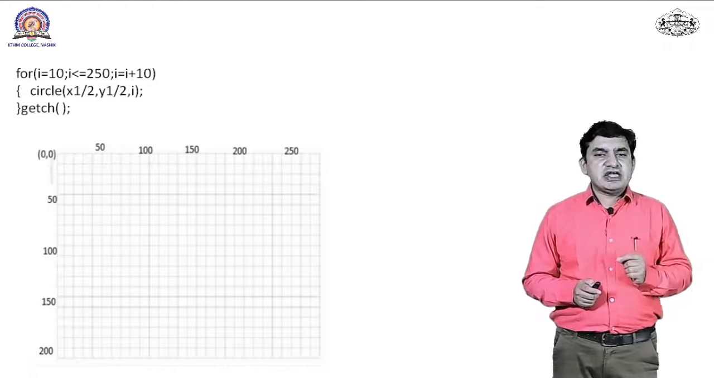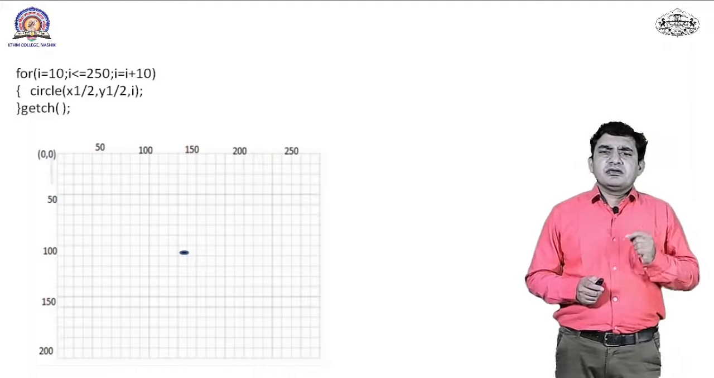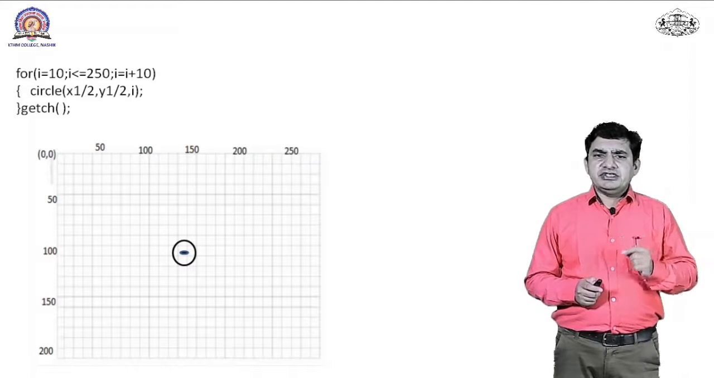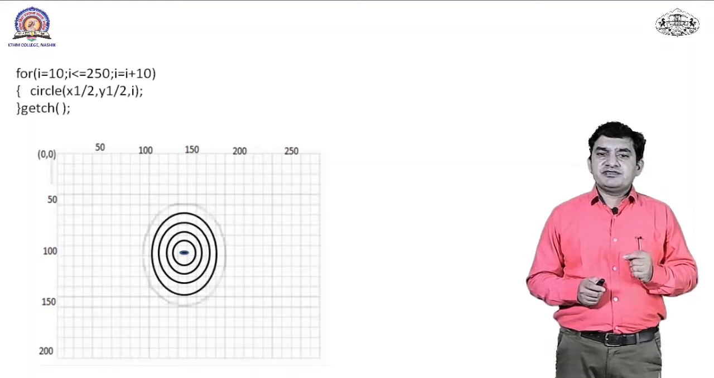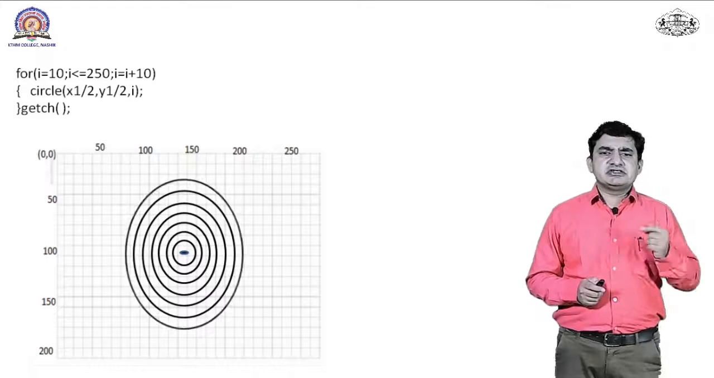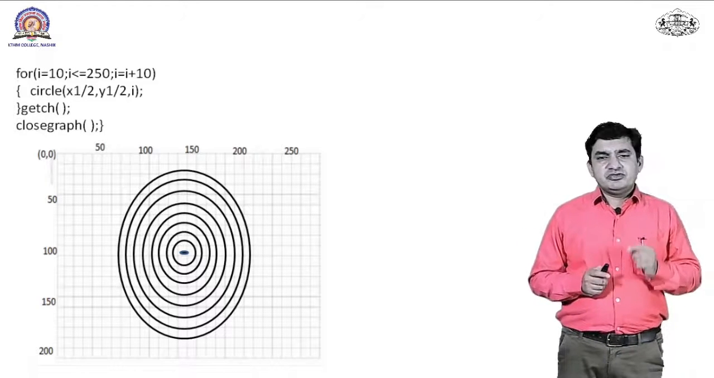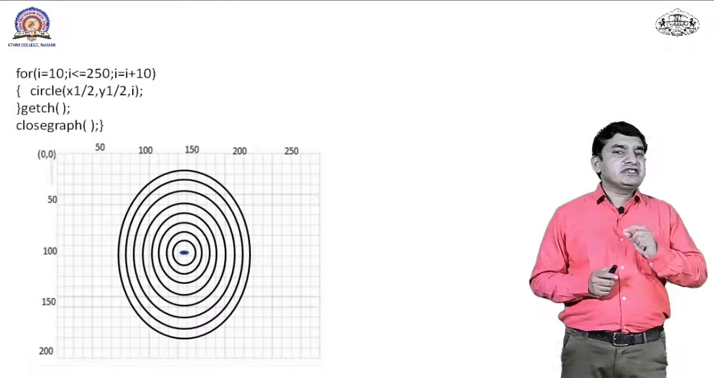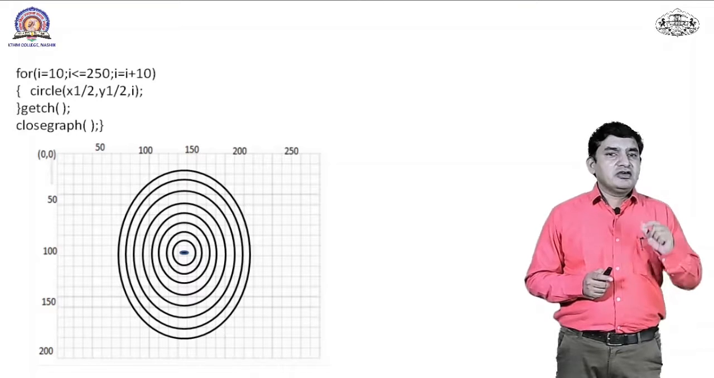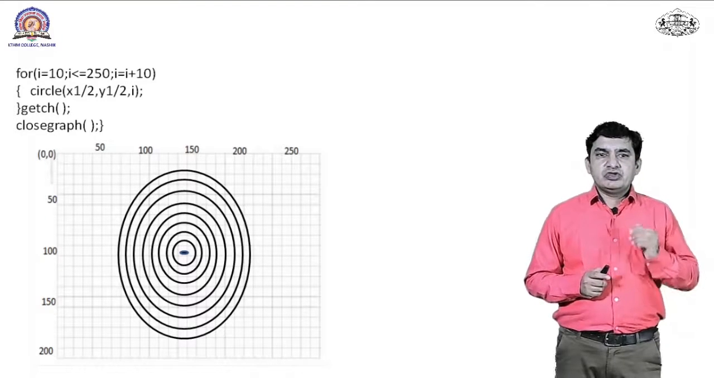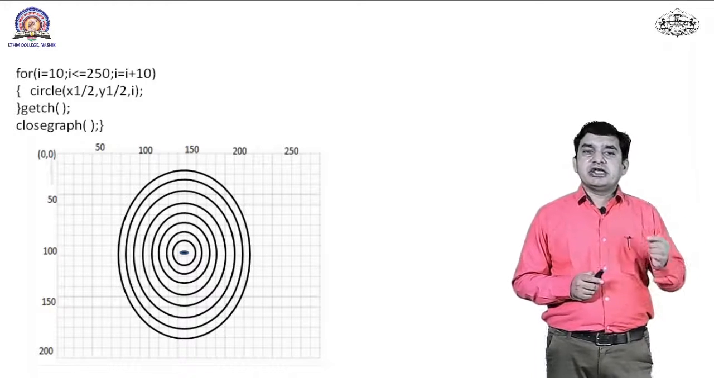So the circles look like this. This is the first circle of radius 10, then the second circle of radius 20, third circle, fourth circle, fifth circle. So this is a program to draw concentric circles at the center of a screen. Again, closegraph is used to convert the graphics mode into the text mode.